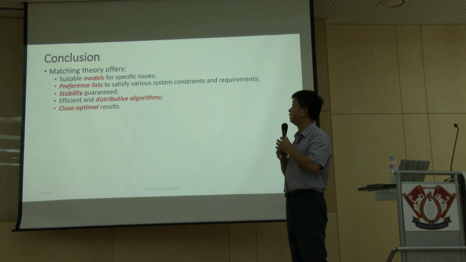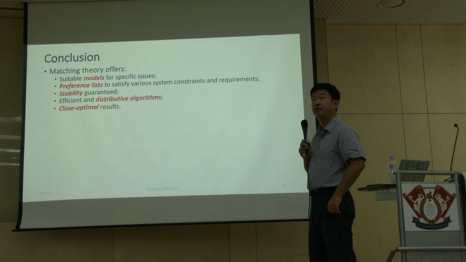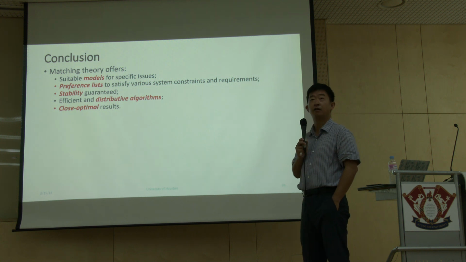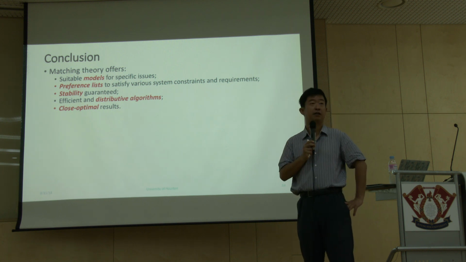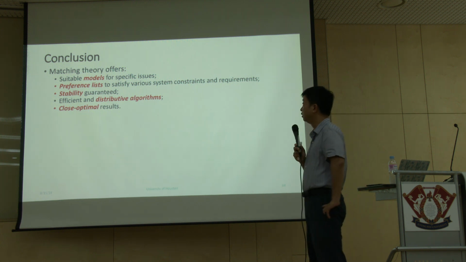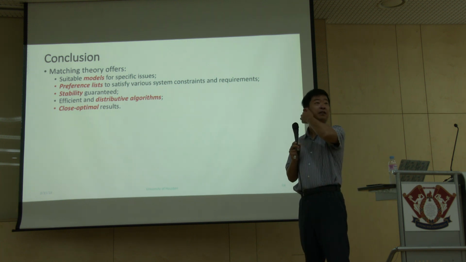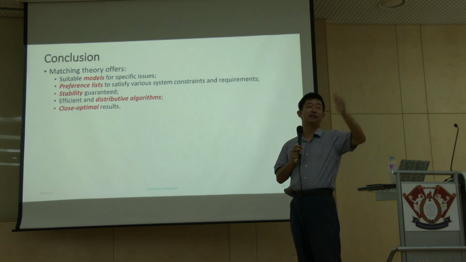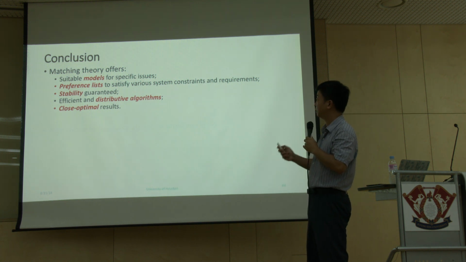And the conclusion is that the matching theory model is a suitable model for this specific issue, and this is typically an assignment problem. They have the preference list, which is very flexible, and then they achieve stability of their goal. Even though it's not socially optimal, it's typically near socially optimal. It is a very efficient and distributed algorithm, because with the preference list, you would only date the girl nearby, right? You will not have a very long preference list. And it's close to the optimal solution.